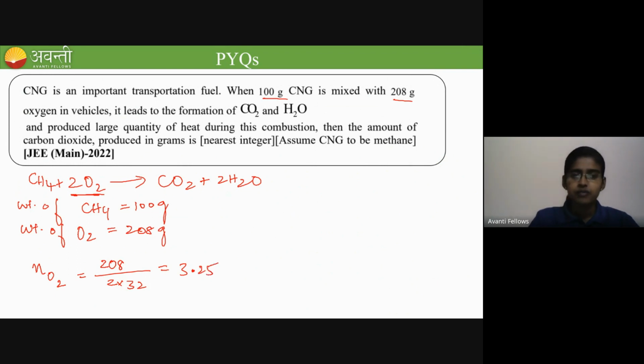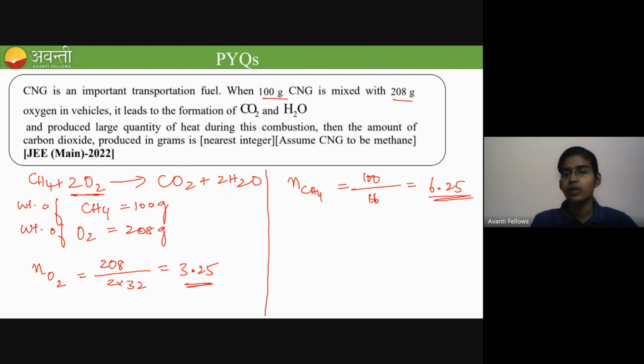If I want to find out the number of moles of CH4, the given mass is 100 and the molar mass of CH4 is 16. So it will give 6.25. From these two values, we can say that the one present in the lesser amount is the limiting reagent. So oxygen is the limiting reagent. O2 is the limiting reagent for this reaction. So based upon the availability of oxygen only, the reaction occurs.